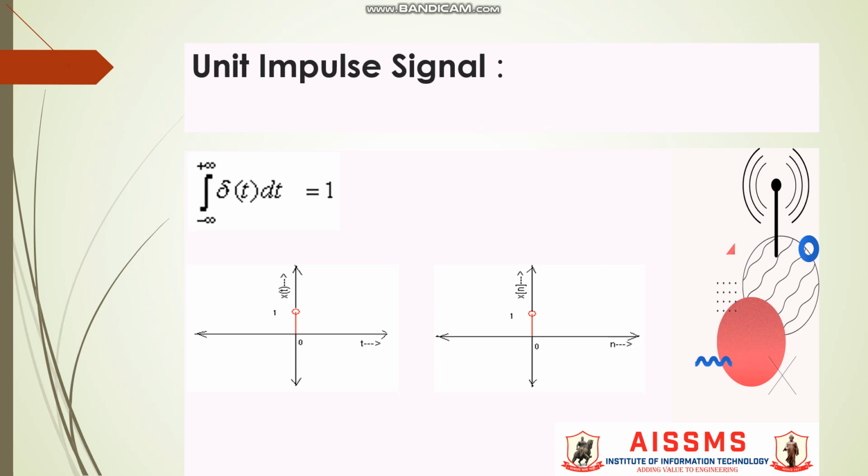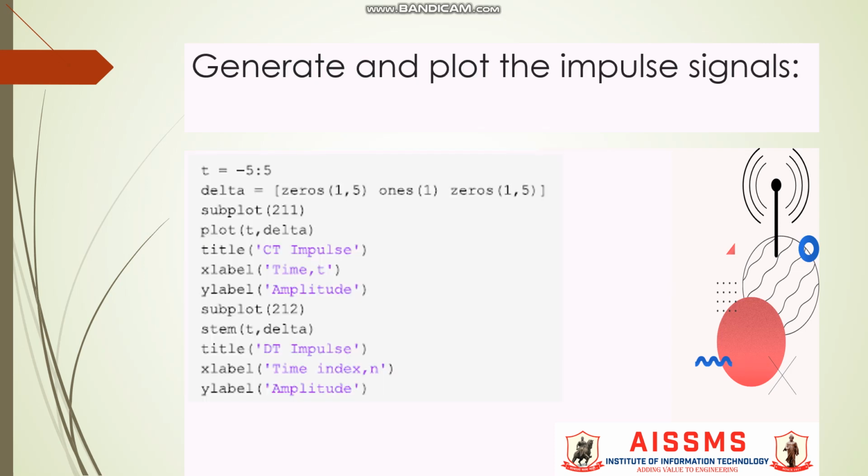The unit impulse signal in DT domain is denoted as del of n, and the plot of the signals in CT and DT domains are as seen. Let us now see a program to generate and plot impulse signal. So for t from -5 to 5, as per the definition of delta, we know that it exists only at t equal to 0. The subplot function allows to have multiple plots on the grid within a single figure.